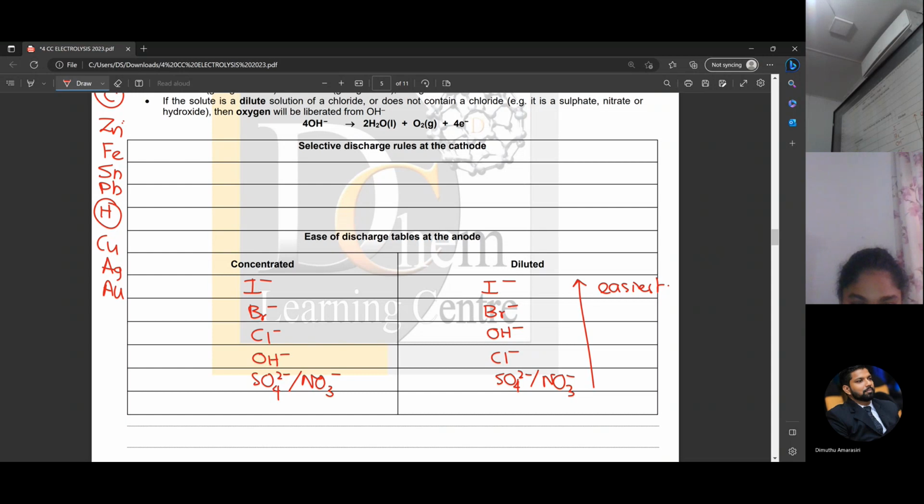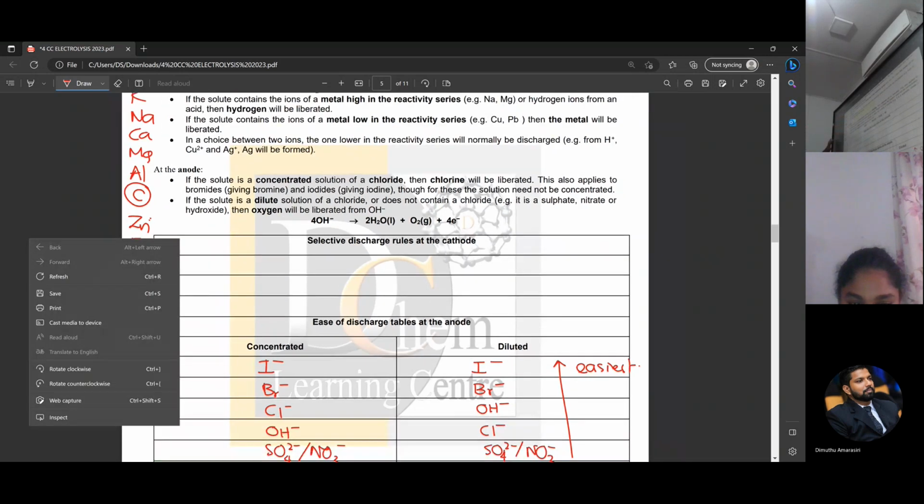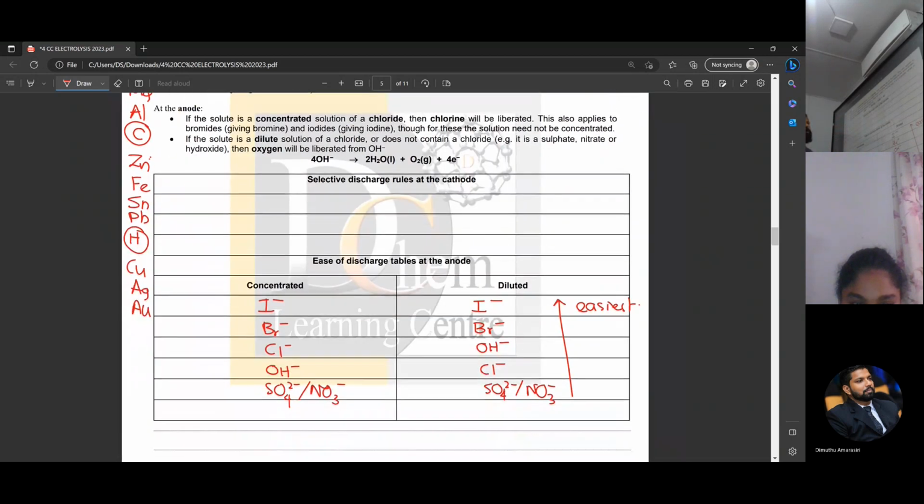Is that clear? So write down the two lists quickly. The note is already here. What I gave as a shortcut is CC, CC for concentrated. In concentrated solution, chlorine is discharged if you have chloride ions.